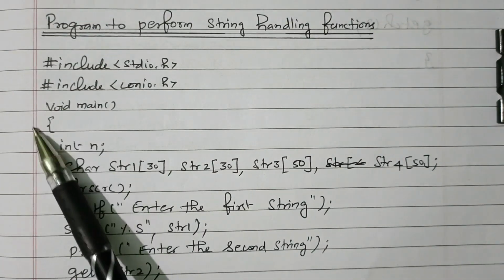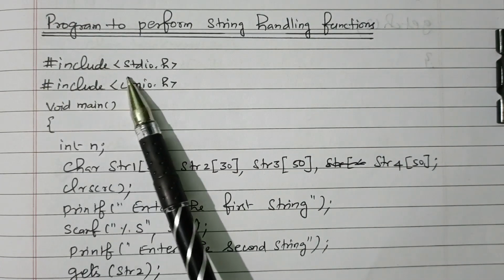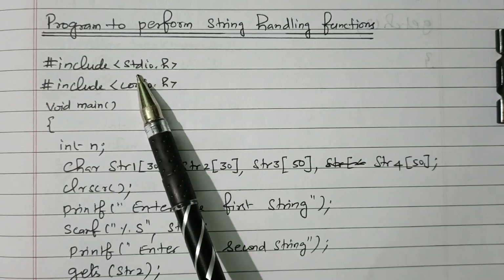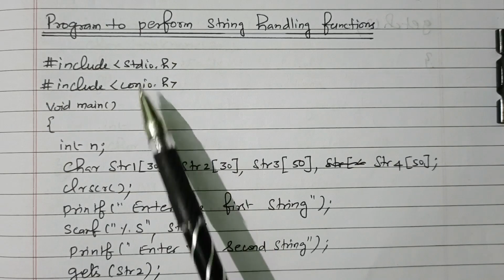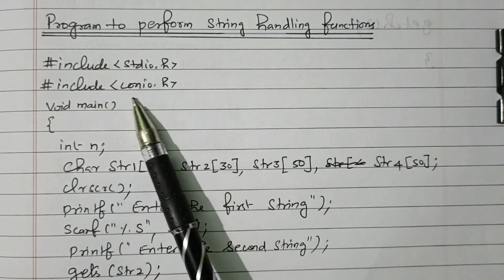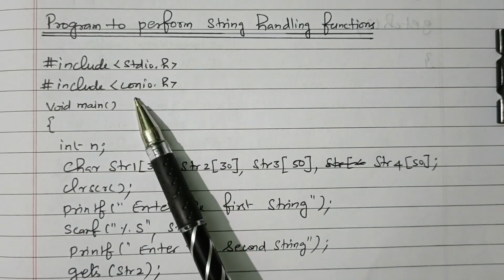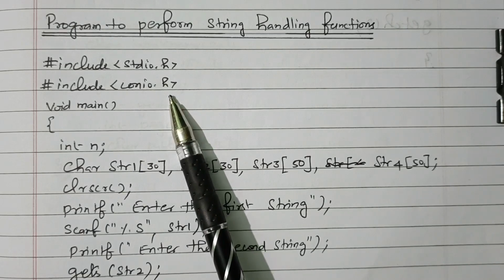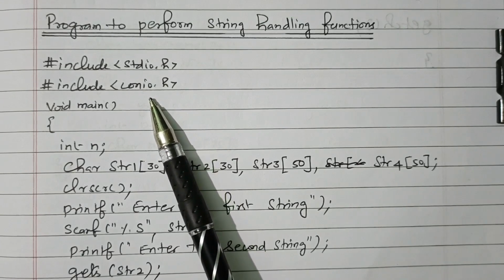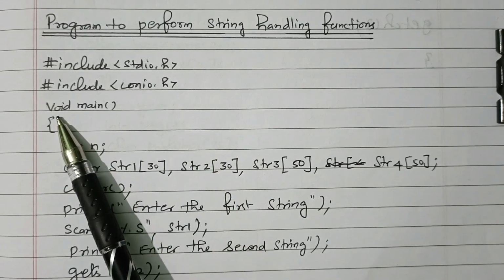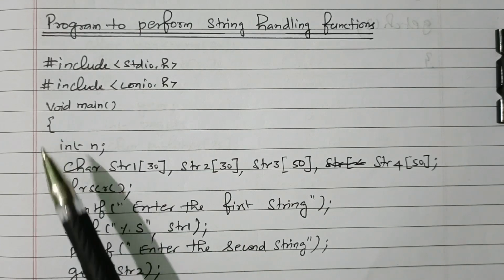First we'll include the header files. #include <stdio.h>, standard input output header file. It is used for printf and scanf. #include <conio.h>, console input output header file. It is used for getch and clear screen. For that we are including it. Then start the main program. void main, open the brace.